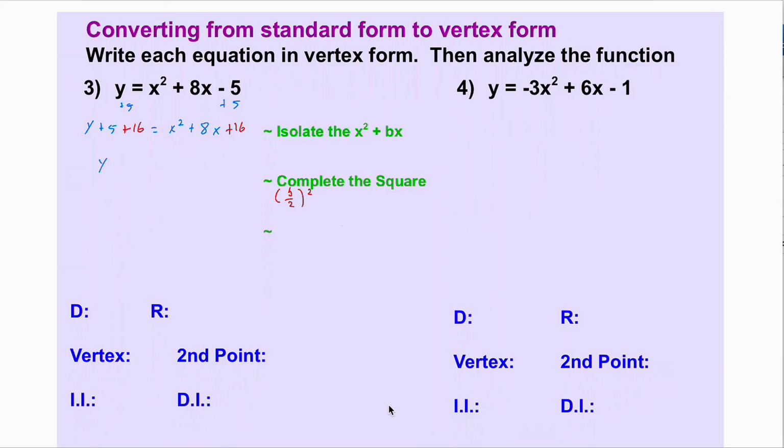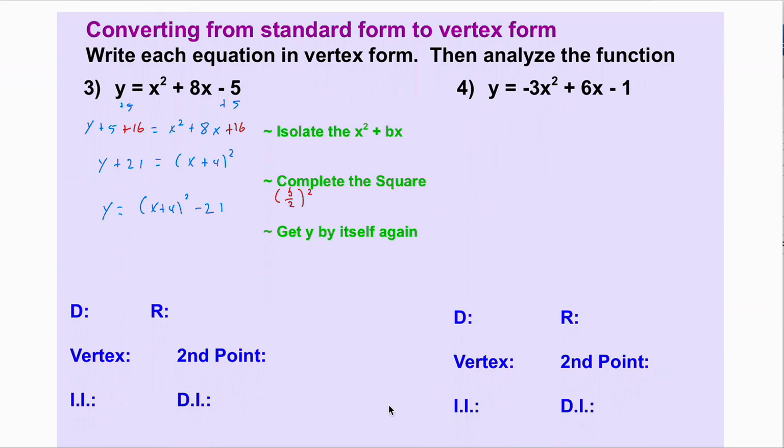Still have that y there, hasn't gone away. I can add 5 and 16, and the other side is now my perfect square. And what I'll do now, in this case it's really not that hard, I'll get the y by itself again. So I will subtract 21 from both sides. y equals x plus 4 squared minus 21. Now our equation is in vertex form, which makes it really easy to identify all of the important components.